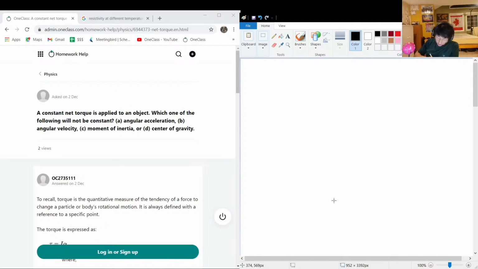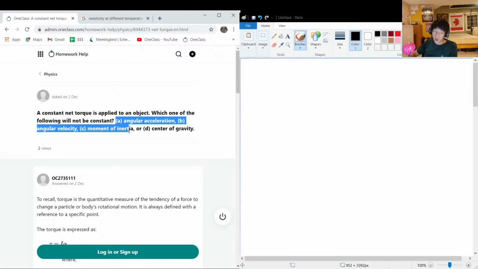So the next question that we got is a nice multiple choice type of question. And it's asking us, a constant net torque is applied to an object. Which of the following is not going to be constant? So we have the angular acceleration, the angular velocity, the moment of inertia, and the center of gravity. Okay, so it's asking which one of those 4 is not going to be constant.